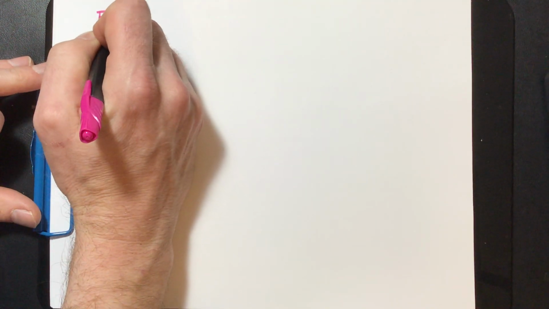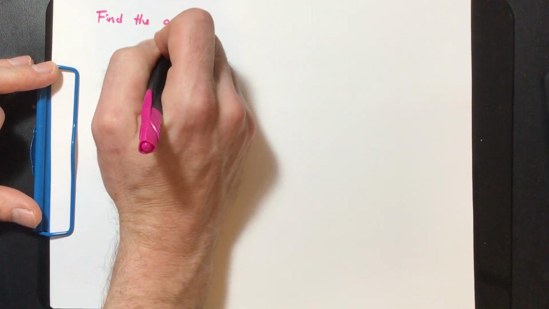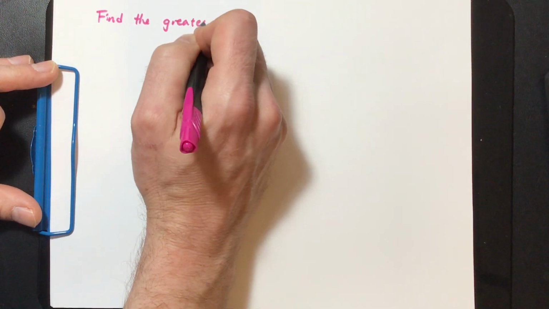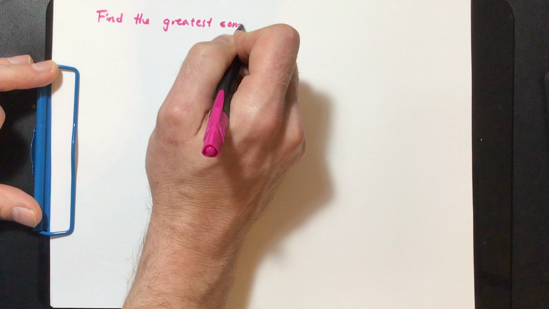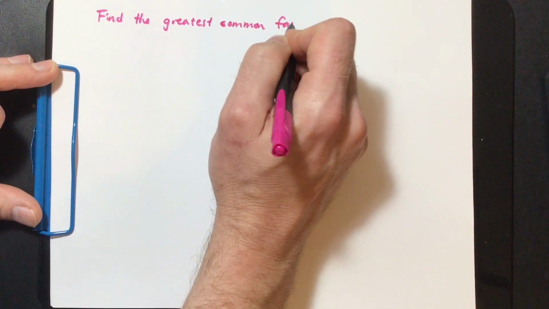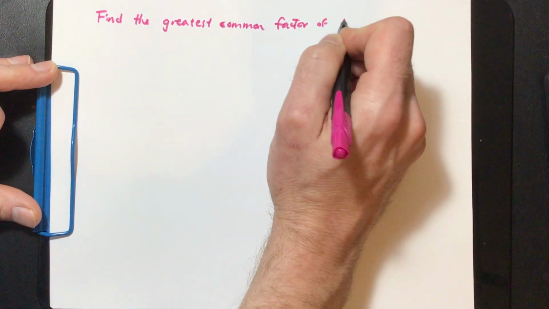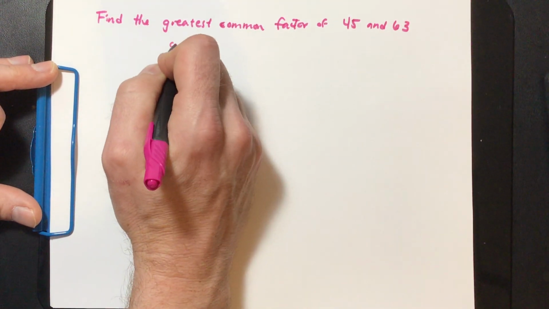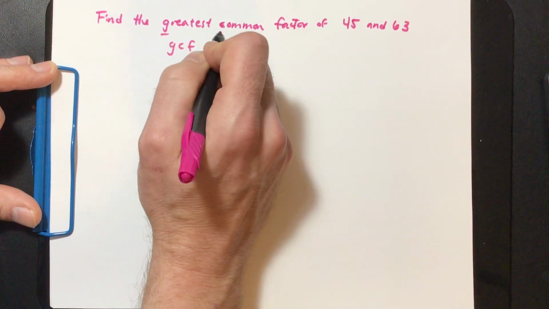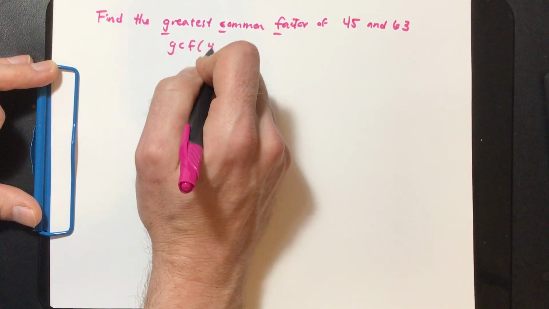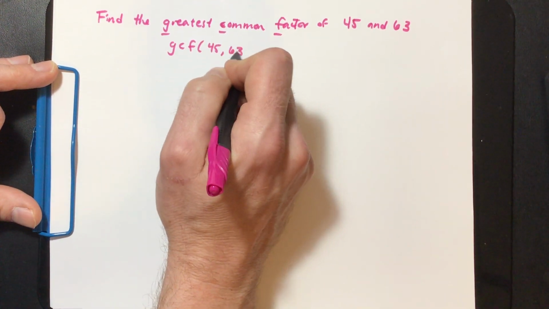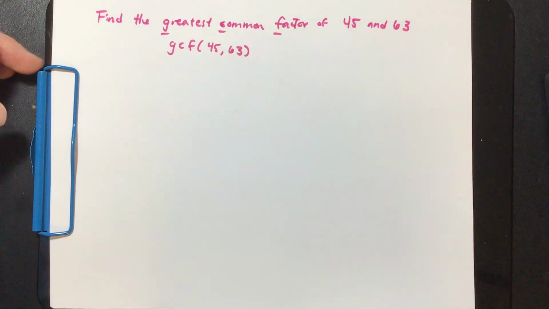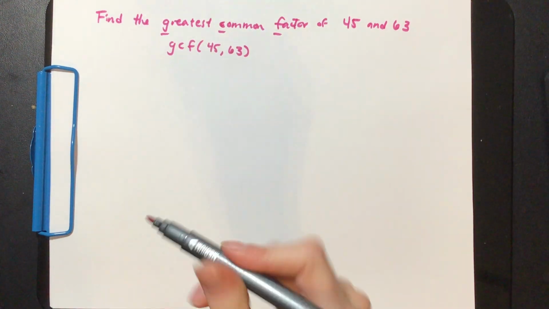So if I ask you, Lucy, to find the greatest common factor, I need to say the greatest common factor of what? So if I say find the greatest common factor of two numbers like 45 and 63, I'm going to write GCF for the greatest common factor, and then I'm going to put those numbers in parentheses. Okay. How do you do that? What's a way that you do that?